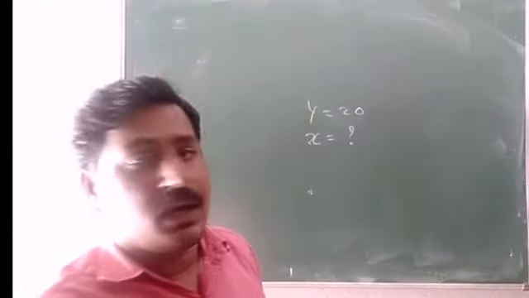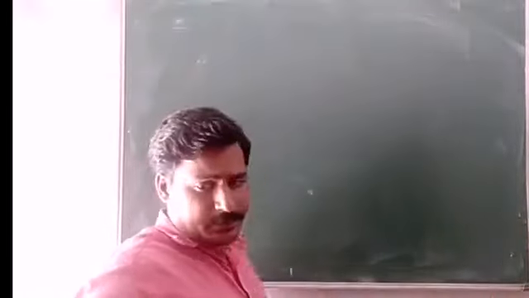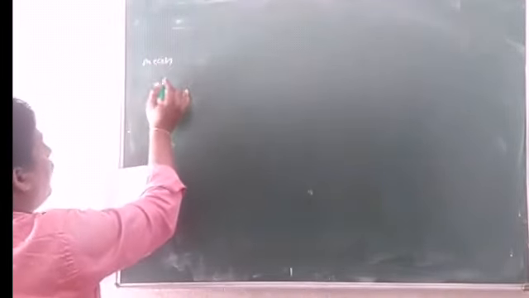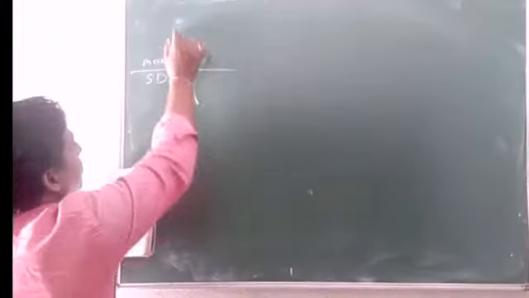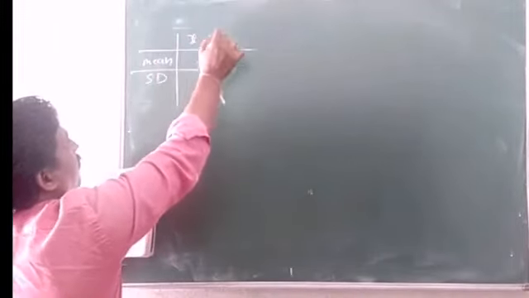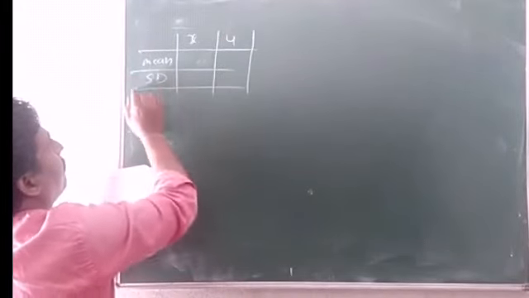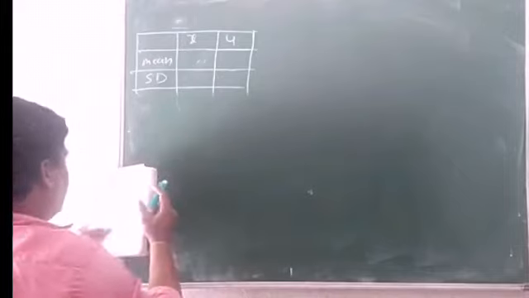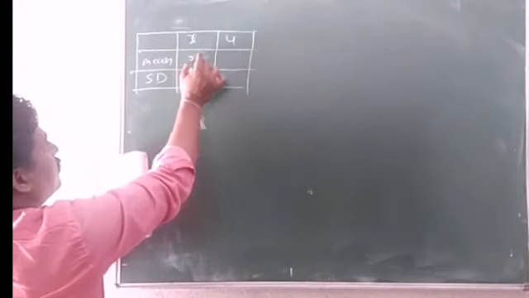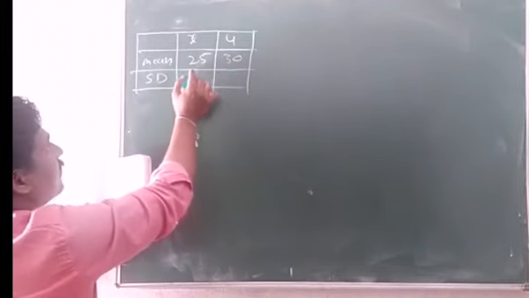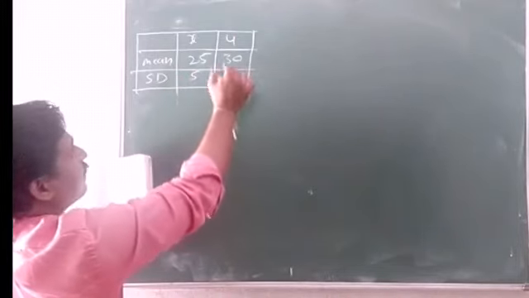Now what are the table values? What values have they given? So here, the mean and the standard deviation for x values and for y values. So this table will be given here. Mean of x is 25 and mean of y is 30. Standard deviation of x is 5 and standard deviation of y is 4.